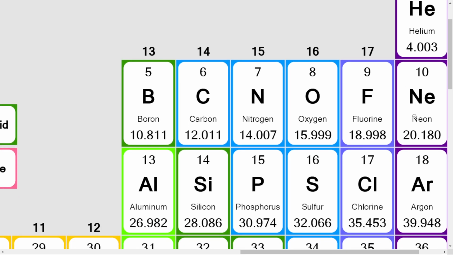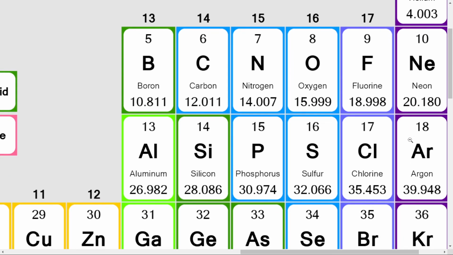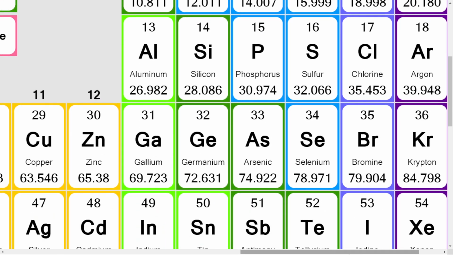Things like neon are also decent ideal gases. Neon, again, is pretty small, so it doesn't take up very much space, but it has more London dispersion forces than helium does because it's slightly bigger, and slightly bigger, and slightly bigger. All right.